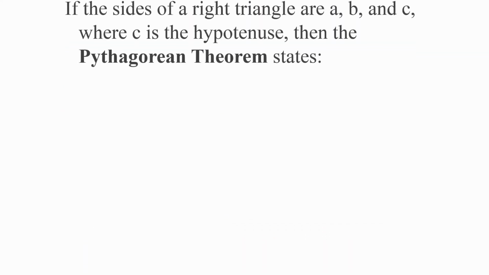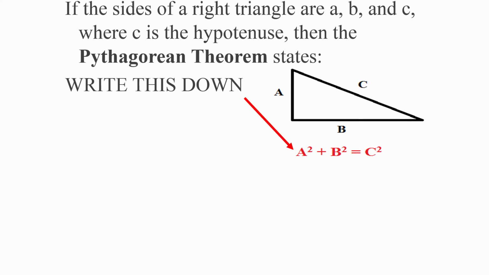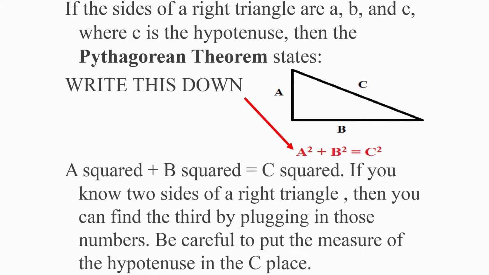Okay, if we call the sides of a triangle a and b and the hypotenuse c, the Pythagorean theorem is a squared plus b squared equals c squared. That means if you know two sides of a right triangle, you can calculate the third. Simply put the two numbers you know into the equation and solve for the third one. Here's a warning. Be careful to put the measure of the hypotenuse in the c place. Okay, let's try it out.